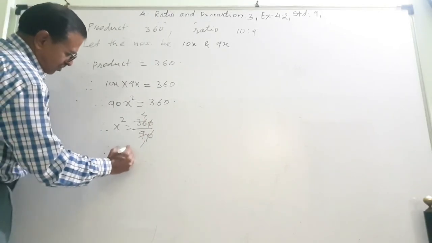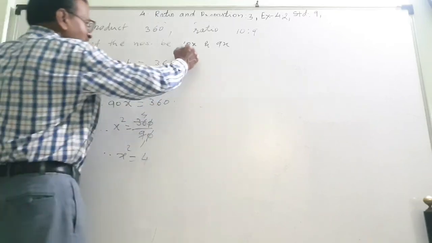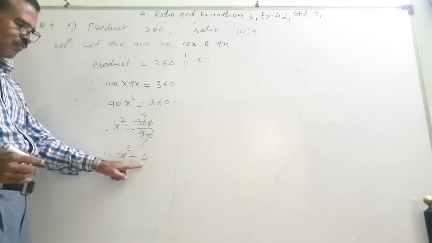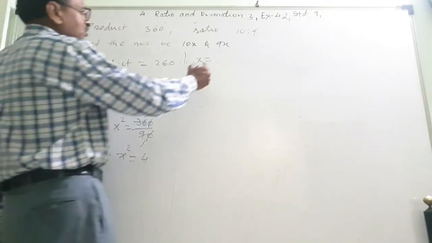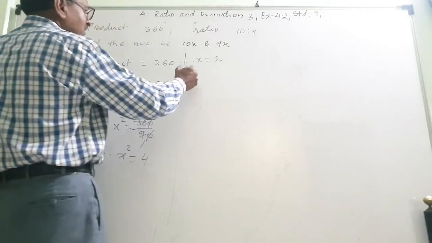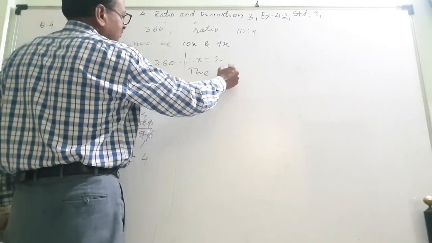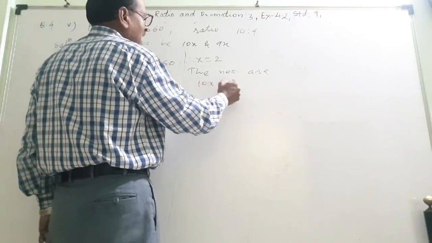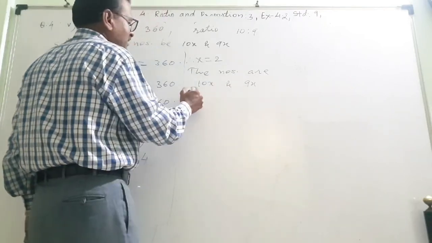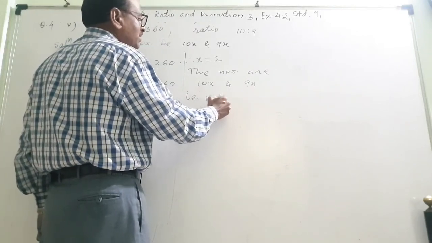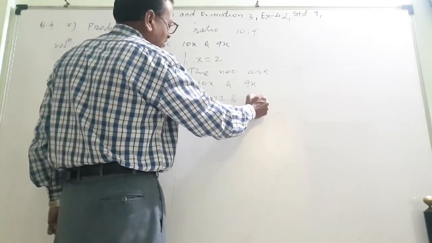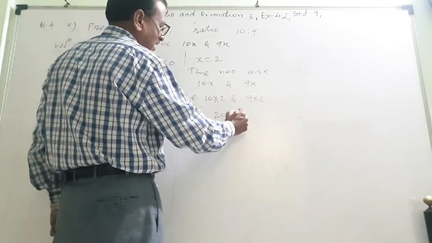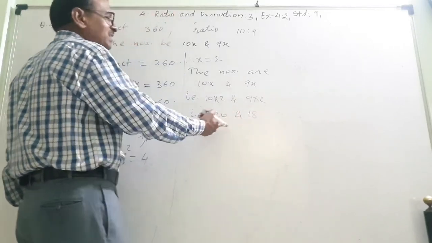Therefore, x square is equal to 4. So, x is how much? x is the square root of 4, which is 2. So, x is equal to 2. The numbers are 10x and 9x. That is 10 into 2 is 20 and 9 into 2 is 18. See, the product is 360.